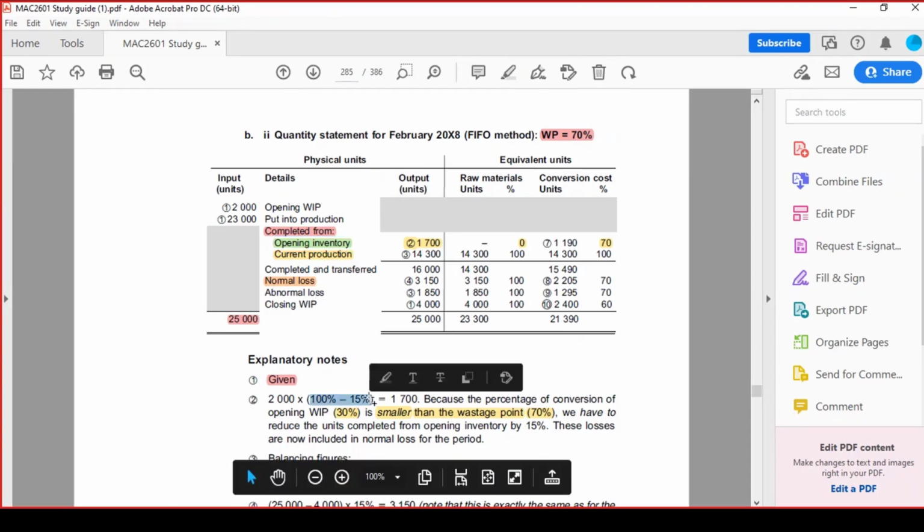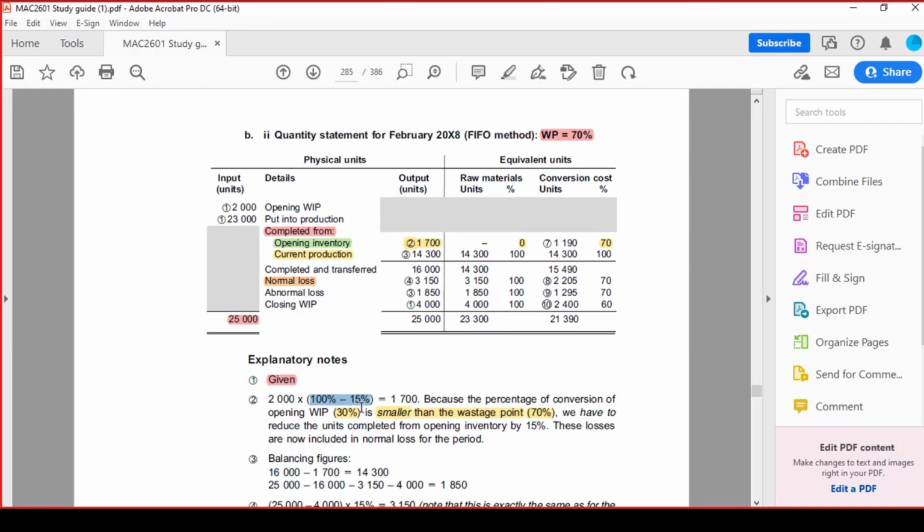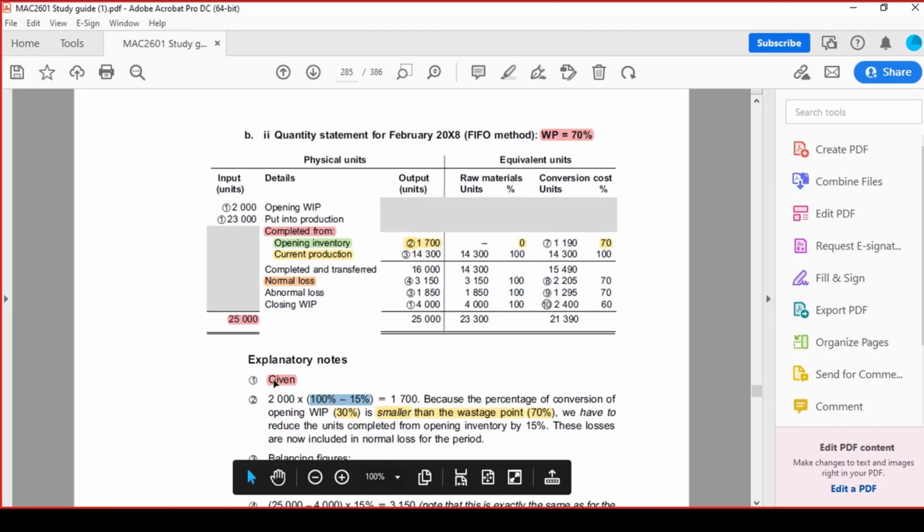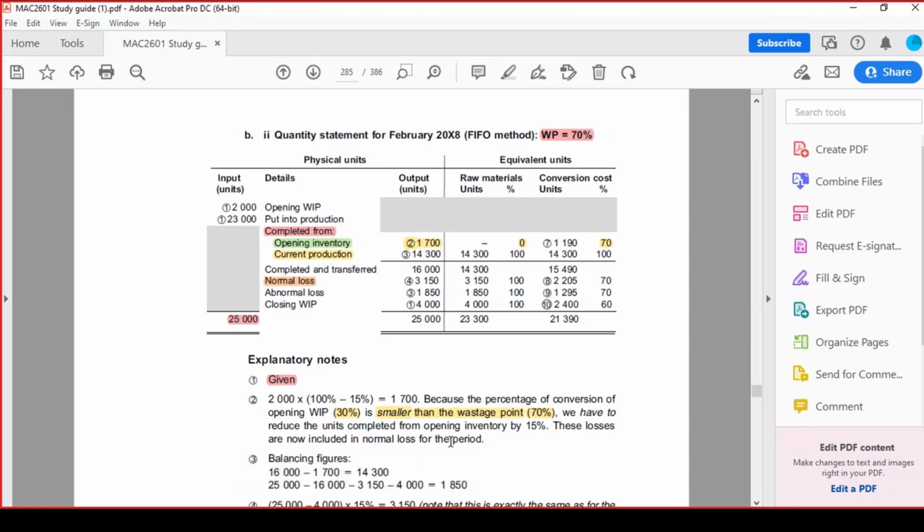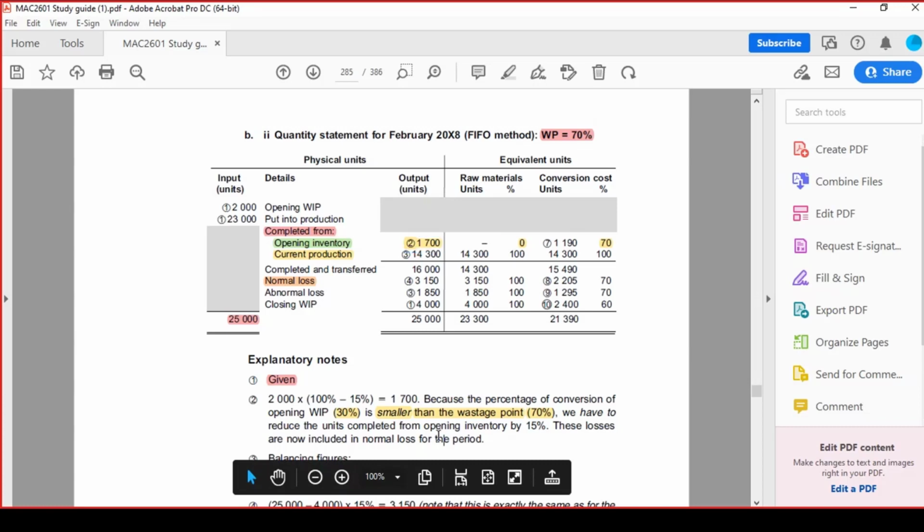No, here they're just saying that you're only going to recognize the 100 minus. You are only acknowledging 85%. Because when you say 85%, you're showing that you've already taken out the normal loss. But I'm saying don't do it this way. Just say, all right, opening inventory, you start by asking this question: is my opening WIP percentage smaller than the wastage point? Yes. That means that out of this 2,000, I need to take out 15% of it because it's a normal loss. So you say 2,000 multiplied by 15%, that's 300. Then you say 2,000 minus 300, that's your 1.7. Do you get what I'm saying?